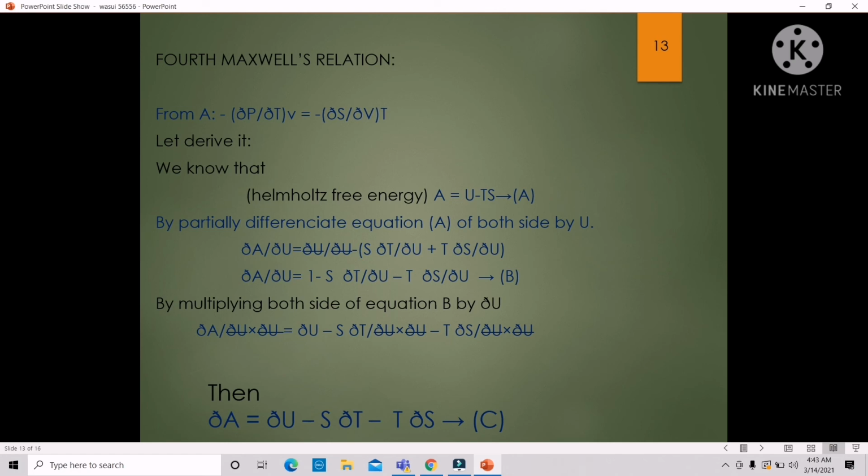So the minus, and keeping S constant, change in temperature with respect to change in internal energy, minus temperature times change in entropy with respect to change in internal energy. This forms equation number B. We follow the same process, multiplying both sides by change in U. Evaluating, we get the change in Helmholtz free energy, which is equal to internal energy minus S times change in temperature minus temperature times change in entropy, which forms equation number C.